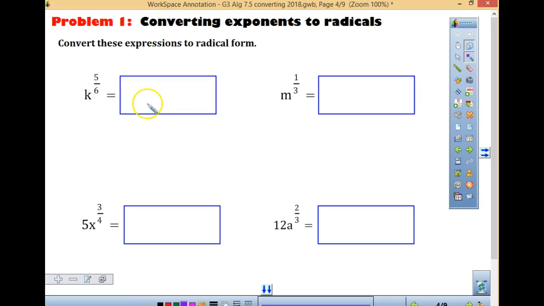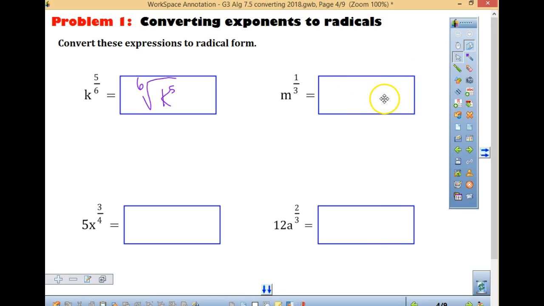So you have a fraction. So we are going to have our index. What should be out for our index? What number? 6 or 5? Always the denominator, 6. So I'm going to add to the 6th power, and I'm going to add k to the 5th. Try the next one with m.